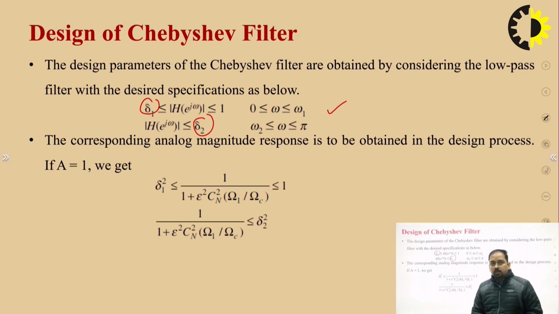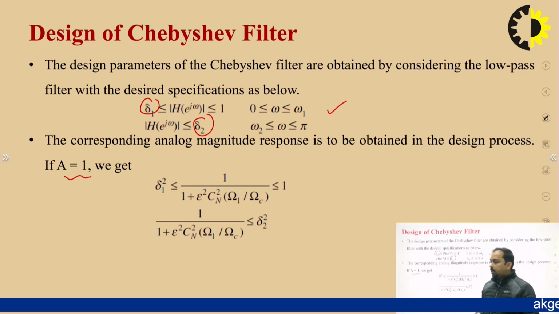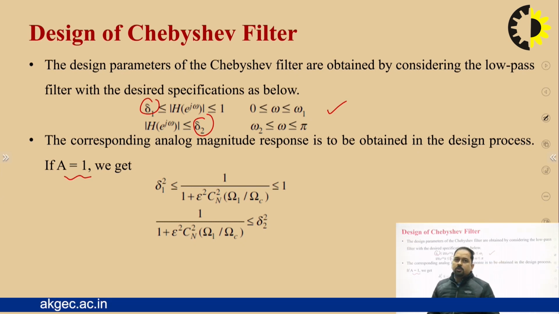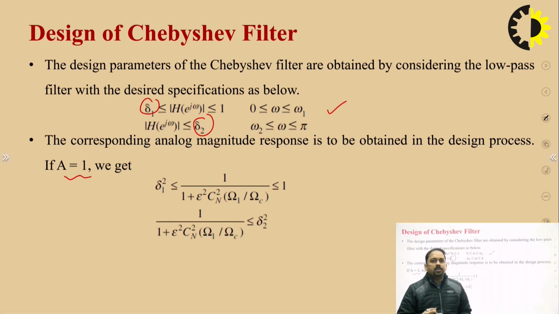So let's say initially we assume that our gain A is 1, and we put the value delta 1 in our last equation, which is equation number 1. So we have delta 1 square less than or equal to this particular factor, this is the magnitude response, and this will be less than 1. And from the second equation, we have the equation which correlates the attenuation in the stop band. So we'll be utilizing both the equations to calculate the order of a Chebyshev filter.